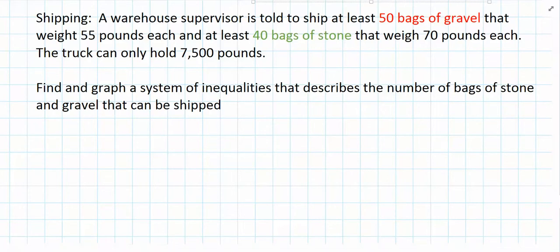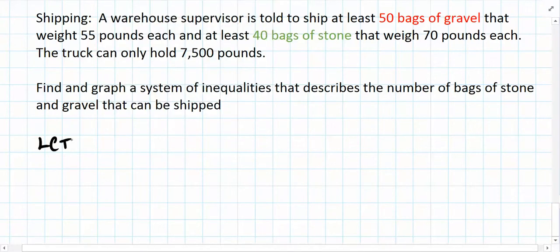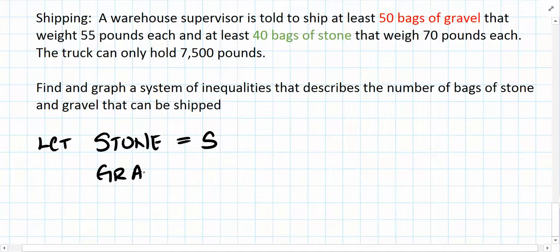So we've talked about it, and we're going to define some variables. So we're going to say what? Let's let, what do you guys want to be? Stone. Let's let stone equal S. Good. And let's let what? Gravel. Is that what we want to do? Gravel is going to be G. Okay, good. So what do we know about stone and gravel?